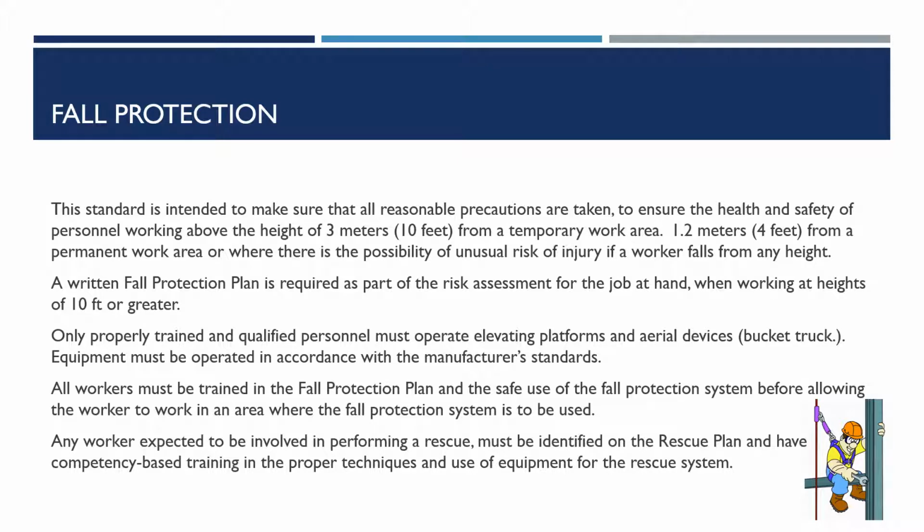Fall protection. This standard is intended to make sure that all reasonable precautions are taken to ensure the health and safety of personnel working above the height of 3 meters or 10 feet from a temporary work area, 1.2 meters or 4 feet from a permanent work area, or where there is a possibility of unusual risk of injury if a worker falls from any height. A written fall protection plan is required as part of the risk assessment for the job at hand when working at heights of 10 feet or greater.